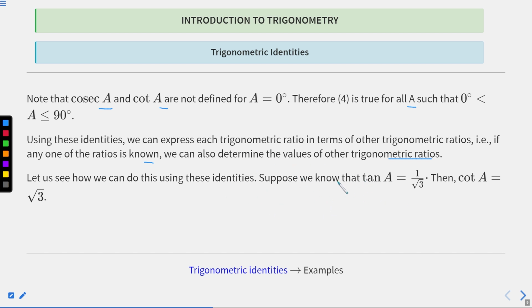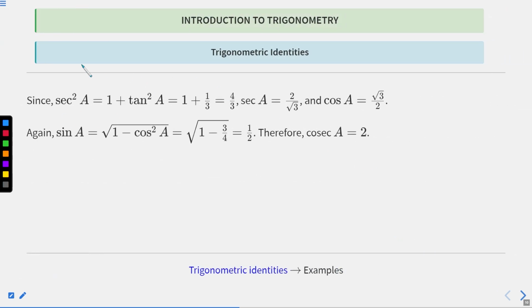So suppose we know that tan A is equal to 1 by root 3. Then we can easily find cot A, which is the reciprocal of tan A. So cot A is equal to root 3. Now since we have the identity sec square A is equal to 1 plus tan square A, and the value of tan A is 1 by root 3, we get sec square A is equal to 1 plus (1 by root 3) whole square, that is 1 plus 1 by 3, and this is equal to 4 by 3.